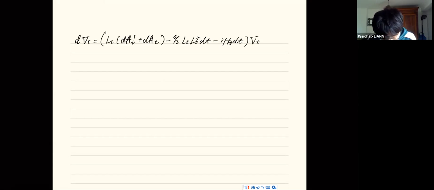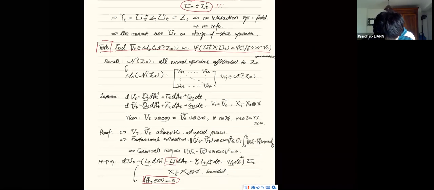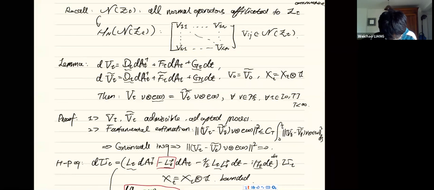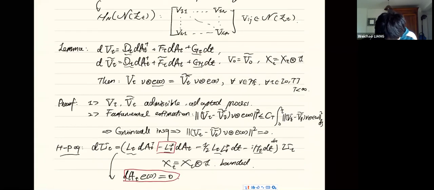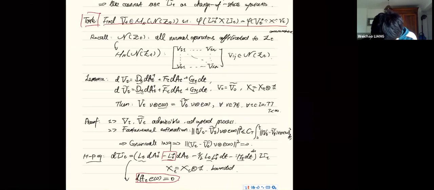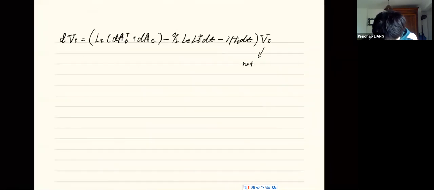And for this quantum stochastic differential equation, the solution is not bounded. It's not bounded because the sufficient and necessary condition to ensure the solution is bounded is that each coefficient needs to satisfy the HP equation. Here we change the minus L_t star to the L_t star to the L_t. Then we can obtain this equation. And of course, it is not bounded.